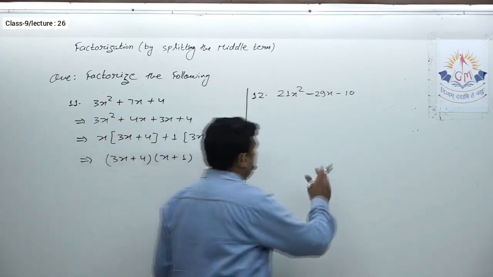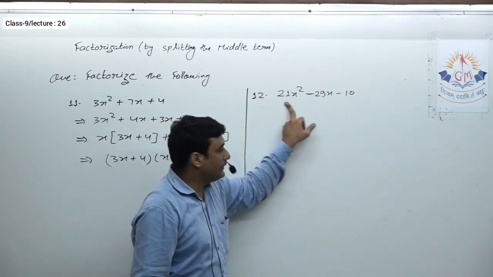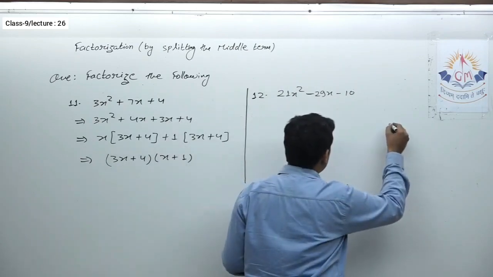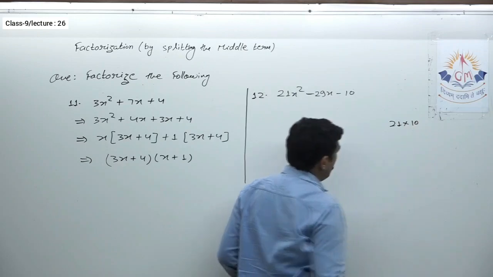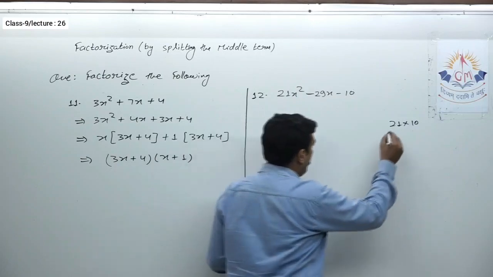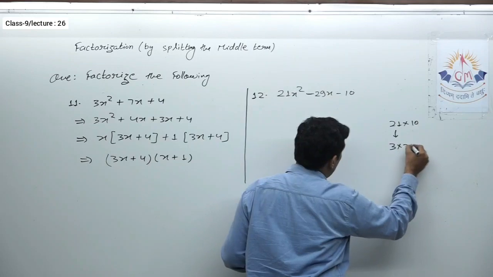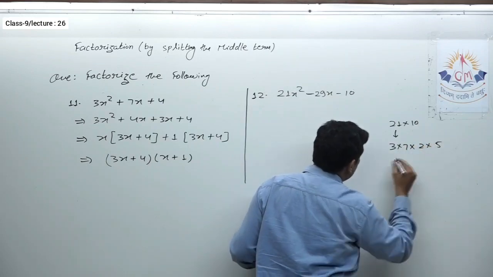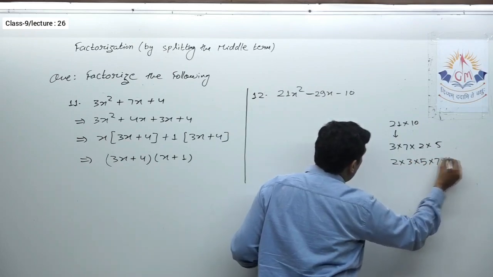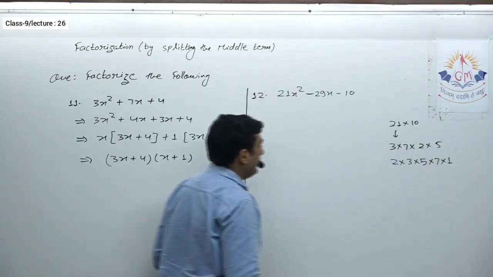Okay, so first two things I hope you verified, that is it is in standard form and the first term is positive. So factors of 21 multiplied by 10. Definitely you can multiply and then find factors, but it will waste your time. It's better to find the factors separately of 21, that is 3 into 7, and of 10, that is 2 into 5. Then write them in this arrangement. However, that is not required, but we always write factors in increasing order.